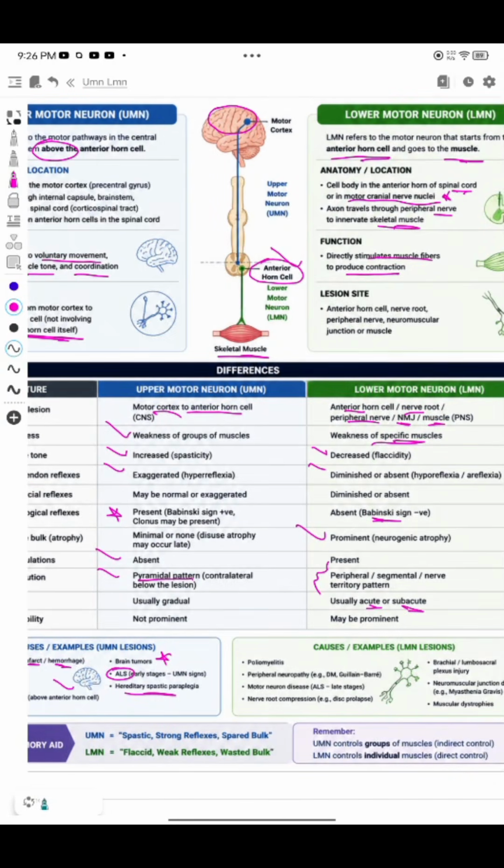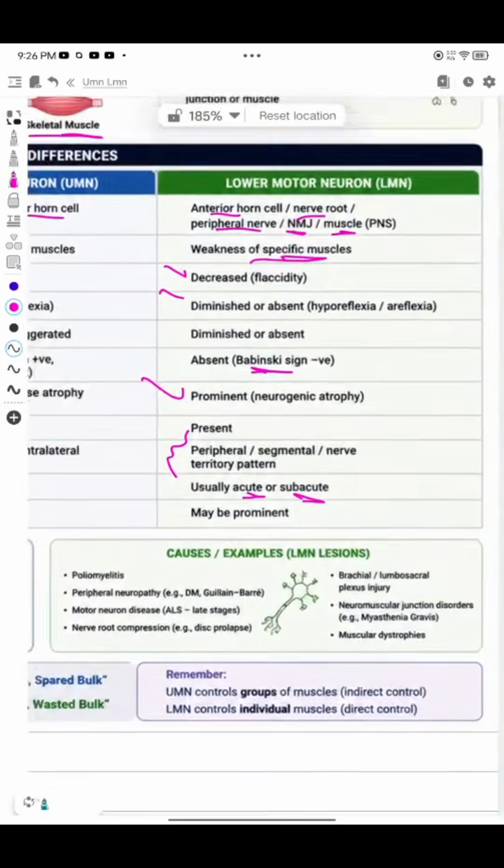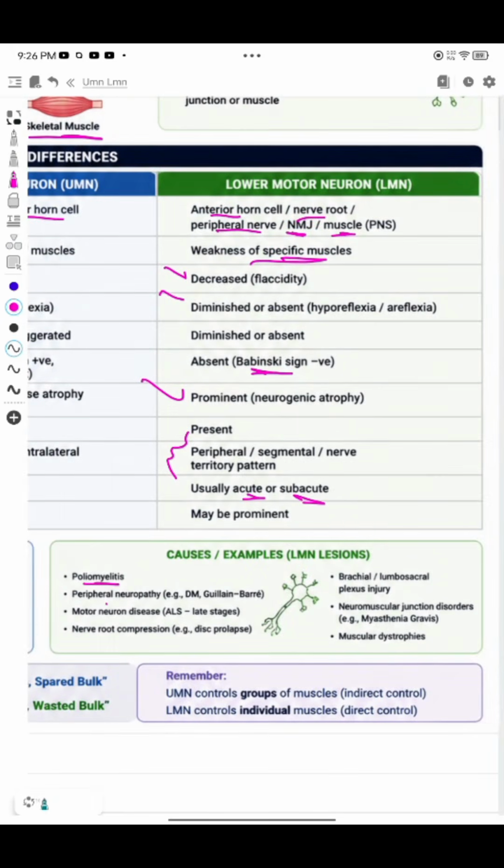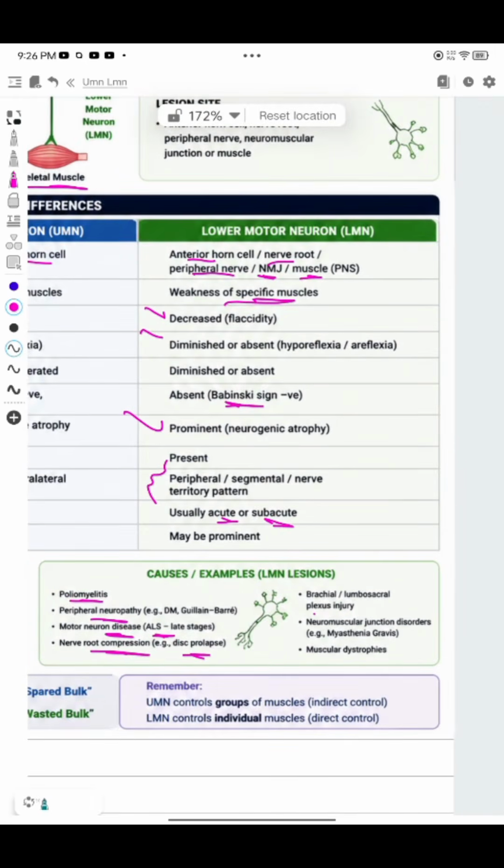acute or subacute, right? So the causes of lower motor neuron lesions are poliomyelitis, peripheral neuropathy, that includes GBS or DM, and then motor neuron disease like ALS in later stages, nerve root compression like in disc prolapse, brachial or lumbosacral plexus lesions, neuromuscular junction disorders, myasthenia gravis, and muscular dystrophy.